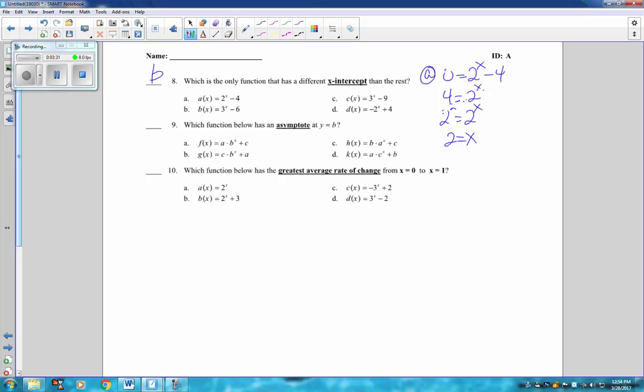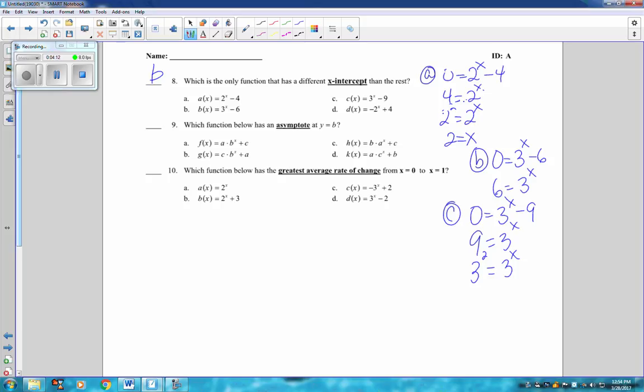Remember, I'm looking for which one has a different intercept than the rest, so I do have to go through each of these. The next one, I'm going to set equal to 0. When I add 6 to the other side, I have 3 to the x equals 6. There is no integer that I can raise 3 to get 6. You can get a solution, but it's somewhere between 1 and 2, because 3 to the first power is 3, 3 to the second power is 9. So let's go on to C and see what this one gives us. 0 equals 3 to the x minus 9. So I'm going to add the 9 to each side, then rewrite 9 as 3 to the second power.